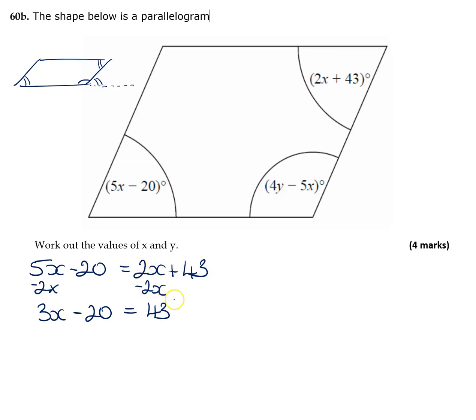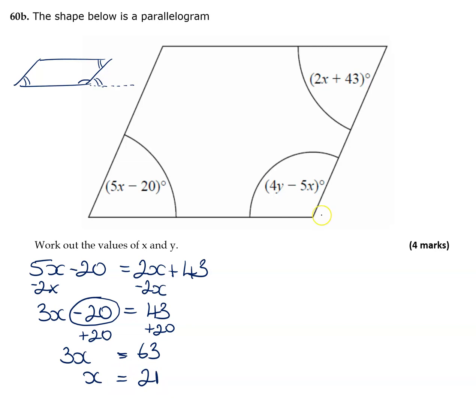Having moved the x's from the right hand side, I now move across the left and move the number. So I've got to add 20 on that side, so I must add 20 on that side. So I get 3x, add 0, equals 63, and divide by 3 to get 1x. 1x is 21. So I now know that x is 21.